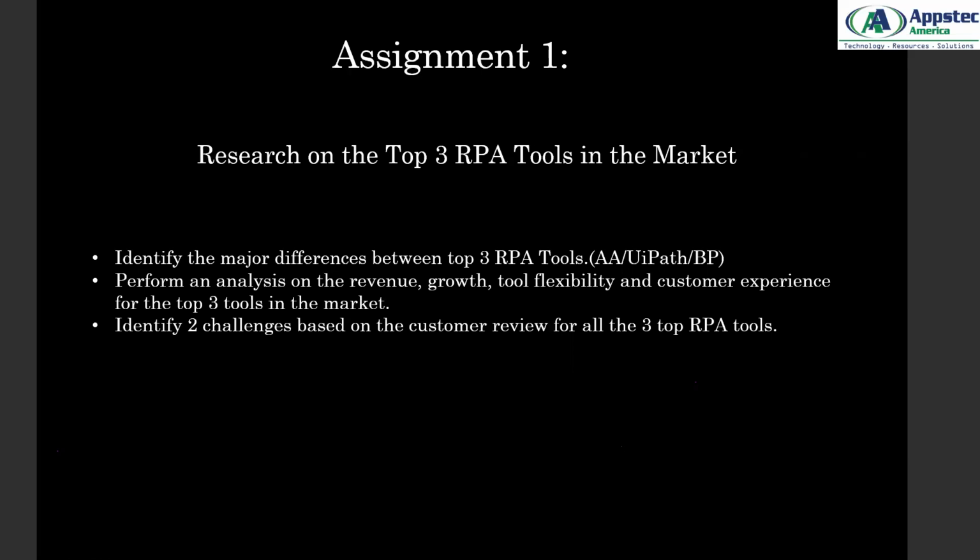Then what they do is a market analysis of which tool they want to buy. Whether to buy AA, Automation Anywhere, or BP, which is Blue Prism, or UiPath. They take all these 3 tools into consideration and they do a POC. POC is nothing but proof of concept. And what is proof of concept?